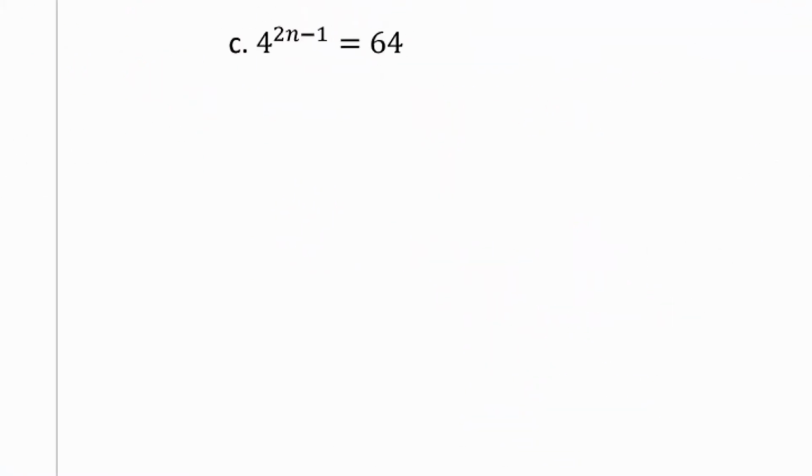Problem C, same thing. Okay, this one, you can just hedge the 64, but then you'll get 2's, and a 2 on that side won't match a 4 on this side. So let's just hedge both sides. 4 divided by 2 is 2. 2 divided by 2 is 1. So that means 4 is 2 squared.